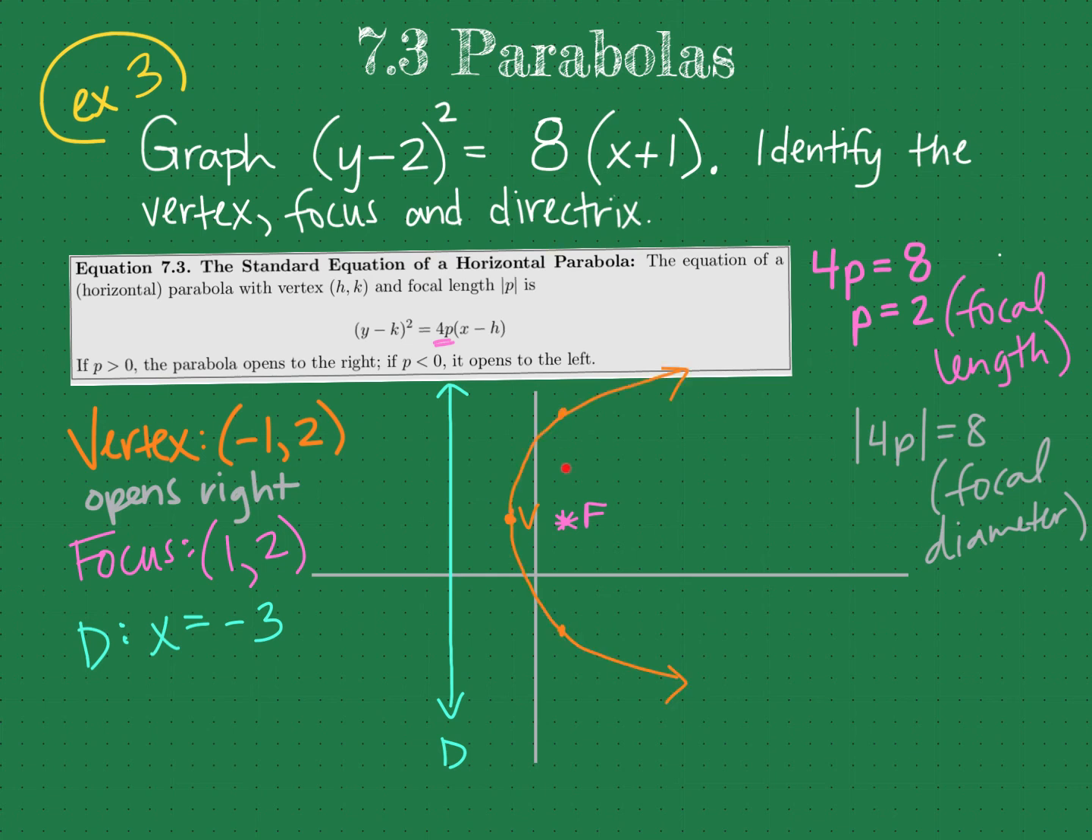So we have found that our focal diameter is 8, and that allowed us to find 2 other points on our parabola so we could sketch our parabola that opens to the right.